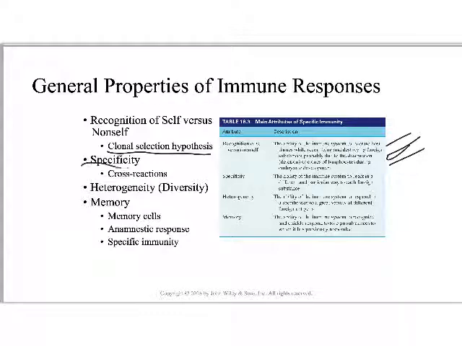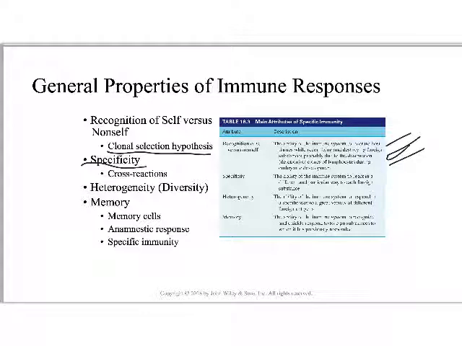Okay. Now, specificity and cross reactions. When your immune system is working, we want antibodies against chickenpox to just work against chickenpox. We don't want them to cross react with something else. So sometimes that happens, and that can cause an autoimmune disease too. Okay, so cross reaction means it could be reacting with another pathogen, but we worry about it because we don't want it to react with a tissue in your body.